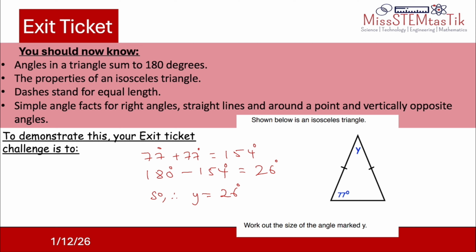That's the end of the lesson. Key takeaways are angles in a triangle add up to 180 degrees, and isosceles triangles have 2 equal sides and 2 equal angles.